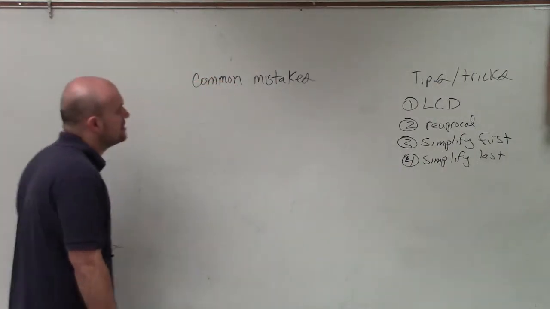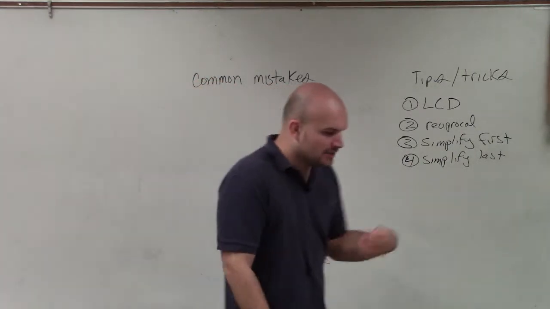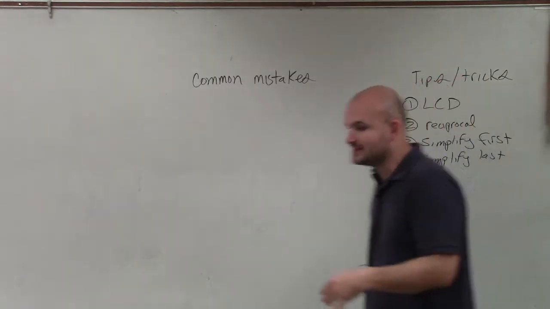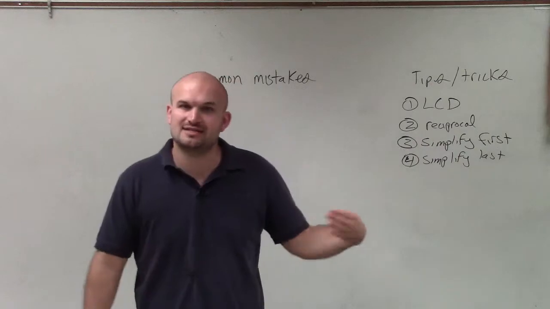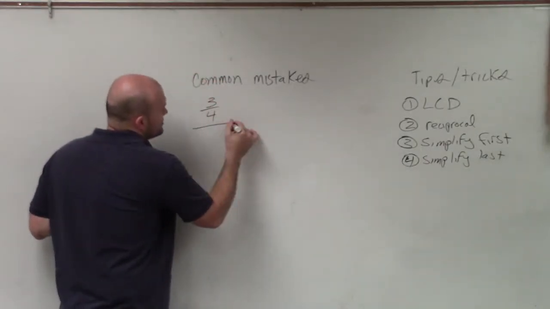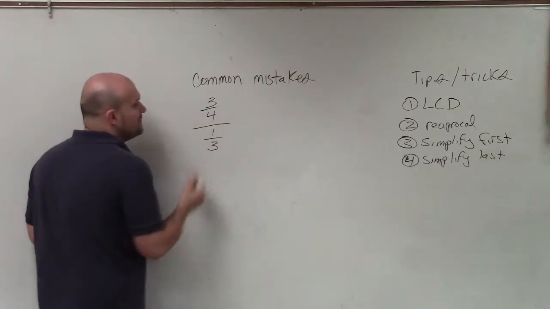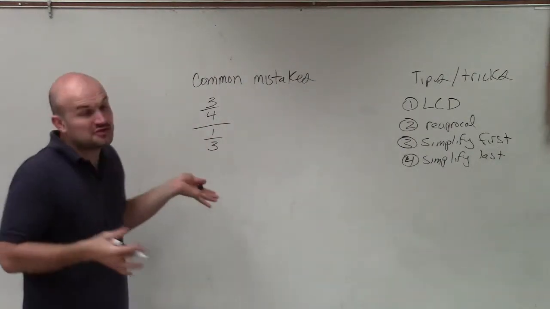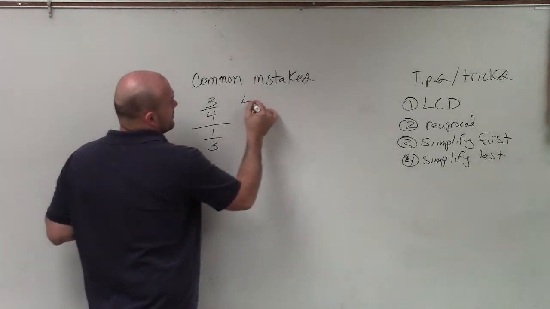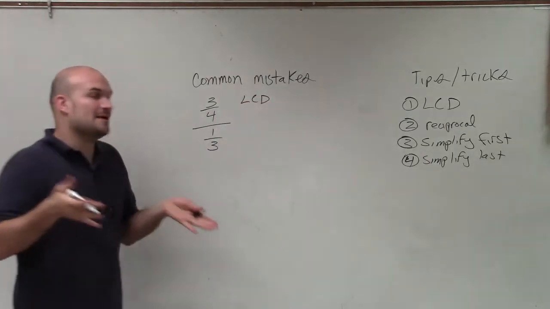So now let's look at some common mistakes. When I look at the LCD method, one thing I see is that students don't know how to find the LCD between two denominators. It's not too bad when students have two common fractions with numbers. They say, what is the common denominator? We'll have 3 and 4. So what is the least common denominator of 3 and 4?